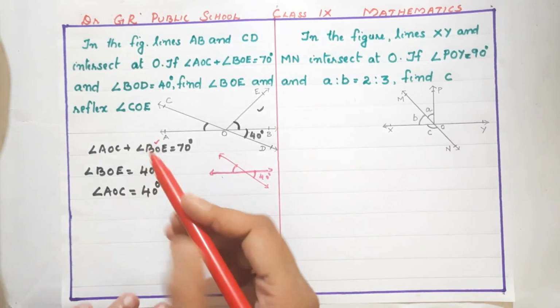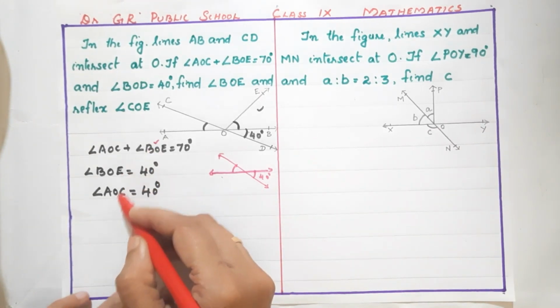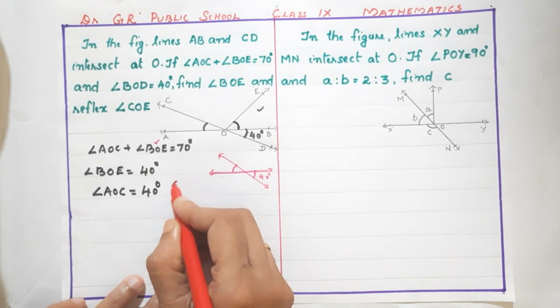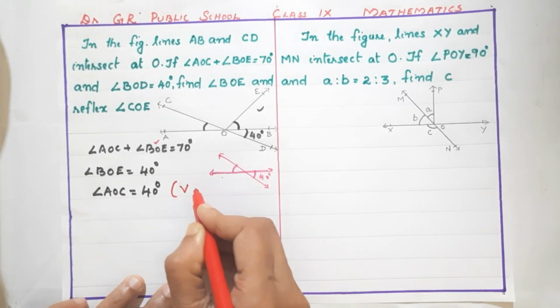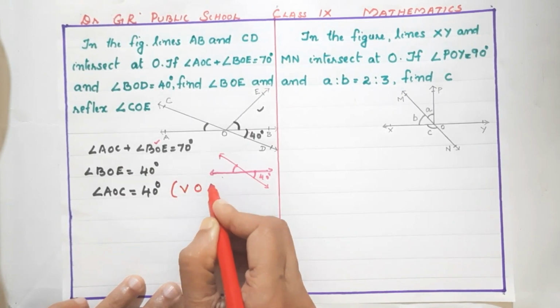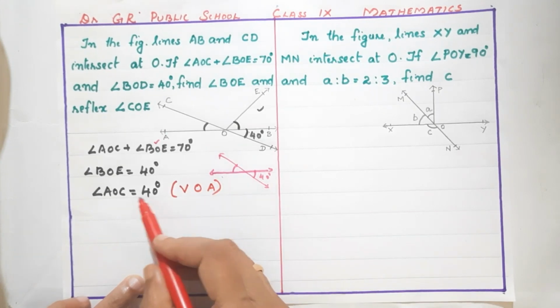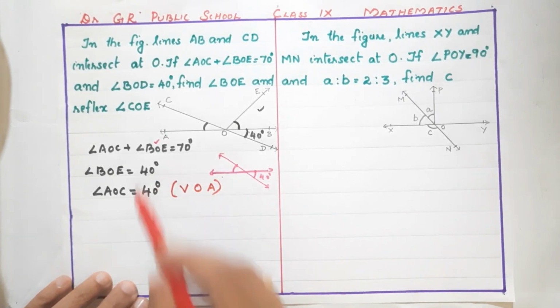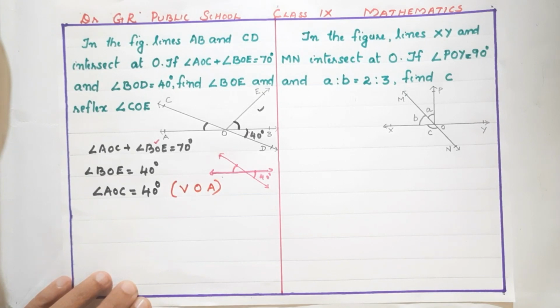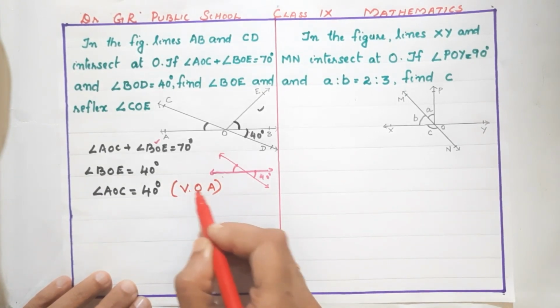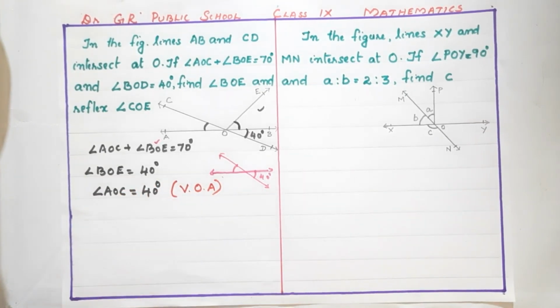Vertically opposite angles. These two are vertically opposite angles. So, using the property of vertically opposite angles, we can say angle AOC is also equal to 40 degrees. Okay, VOA means vertically opposite angles.